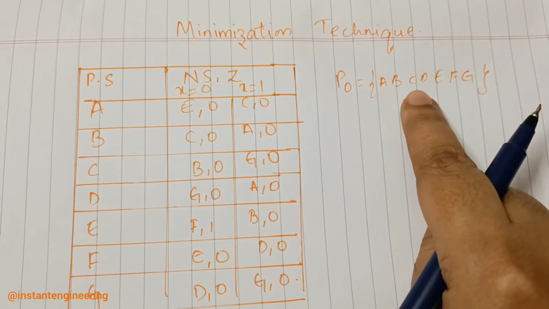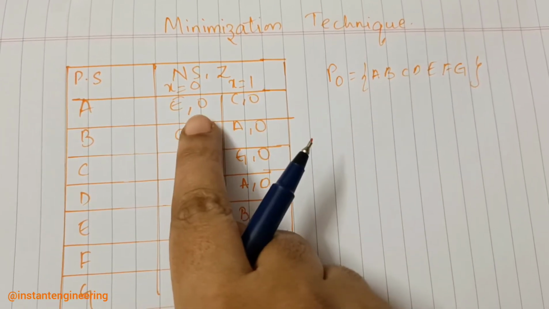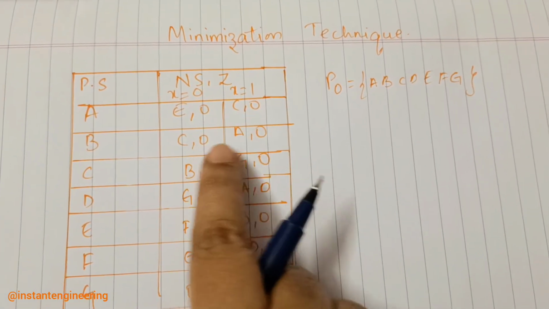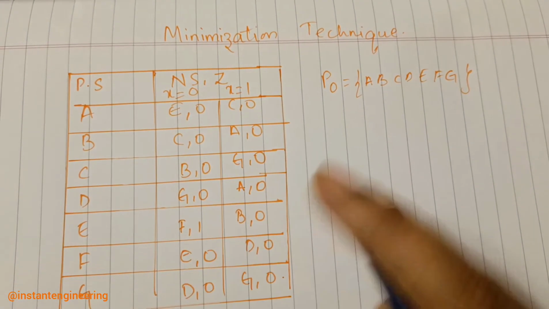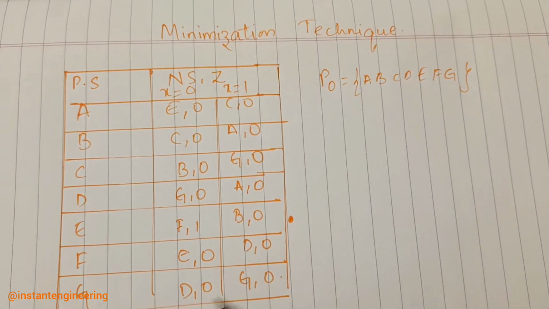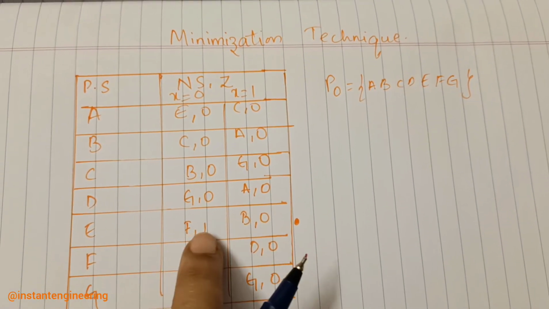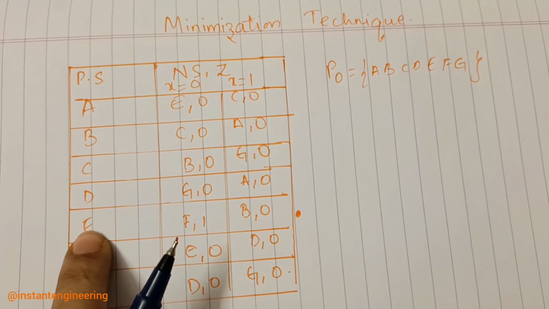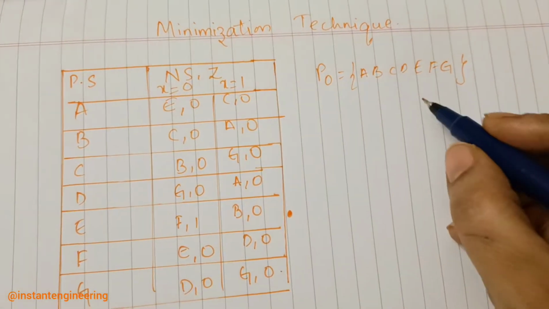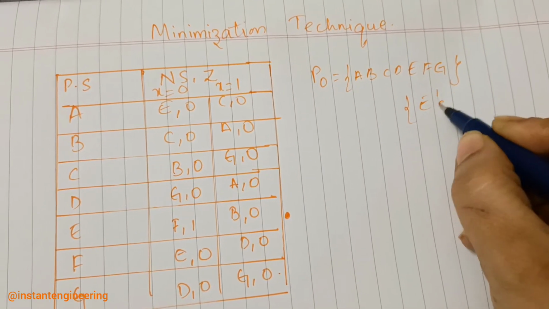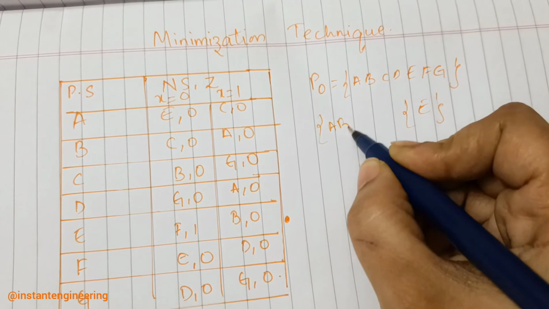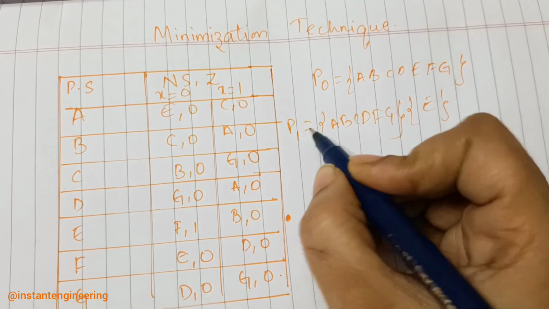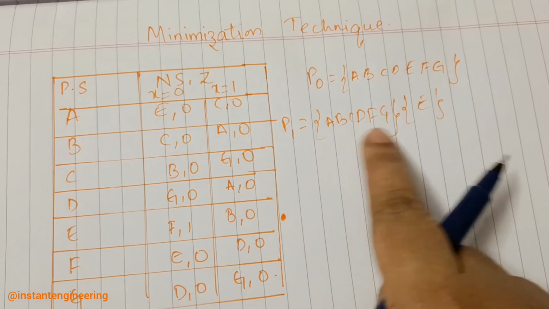How you will differentiate that is, see all the output values here for x equal to 0: this is 0 0 0 0 0 0 0, and then 1 0. So this is different. These are also 0. So just partition this. That means don't take the next state values, take the present state value. So you are just separating E over here. Just write E separately and all the remaining A, B, C, D, F and G. This is P1 now.